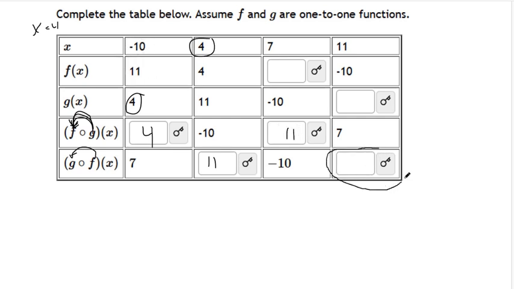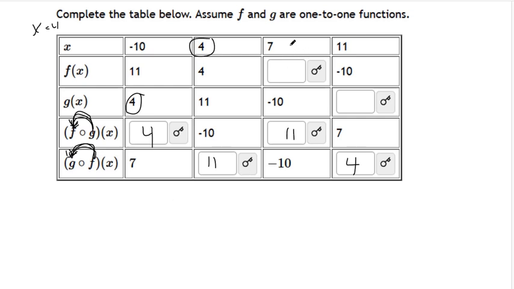And then last one of these composition ones, this says we're plugging whatever f is equal to into g. So when we're in this column, f is going to be -10. So that means we're plugging -10 into the function g. So we've got to figure out what the value of g is when we're plugging in -10 into it. That's 4. Okay, confusing stuff.